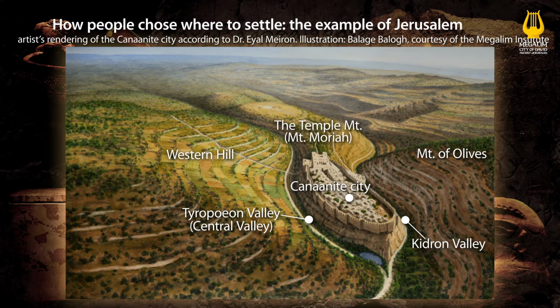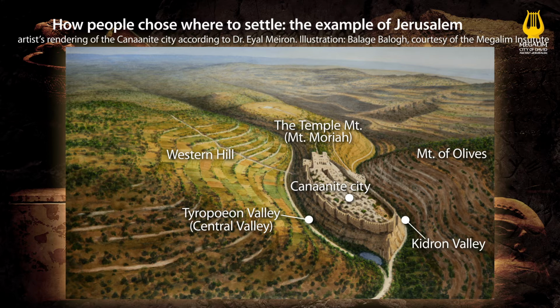Now, you don't see the temple in this picture as it wasn't yet built. It will be built about 800 years later at the beginning of the First Temple period. However, we can see to the north of the city, far away, the mountain that will later become the Temple Mount or Mount Moriah as it is known in the biblical times.